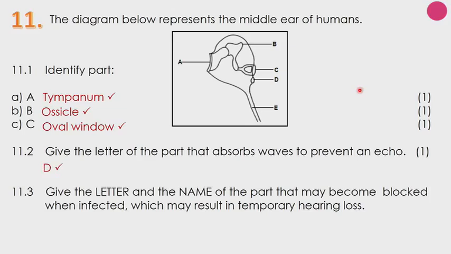Then they ask you to give the letter and the name of the part that may become blocked when infected, which may result in temporary hearing loss. And as Yolandi has also explained, this is part of what the eustachian tube does in her question example. So letter E, the eustachian tube.